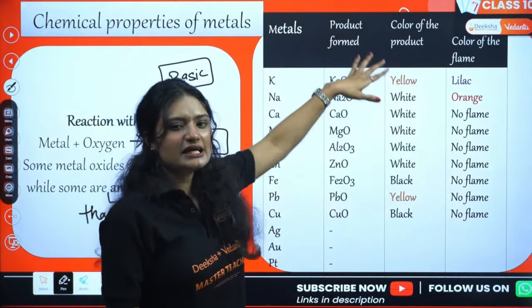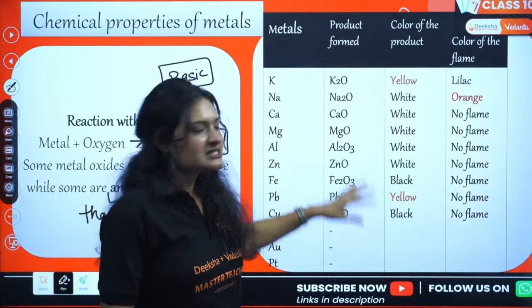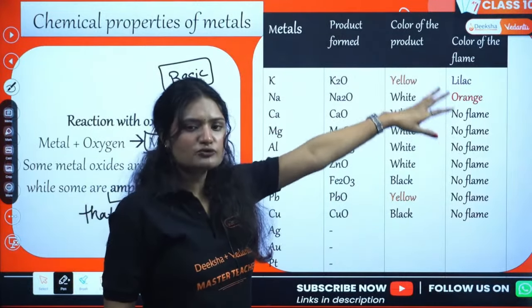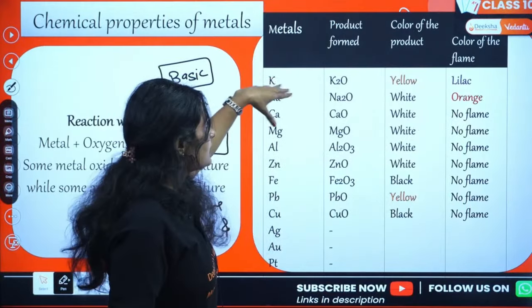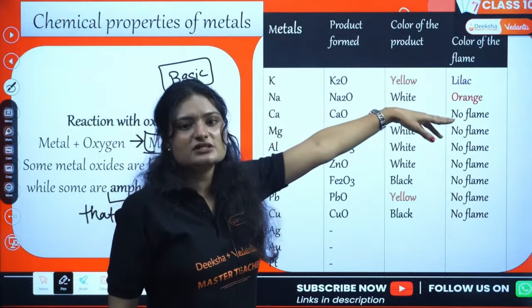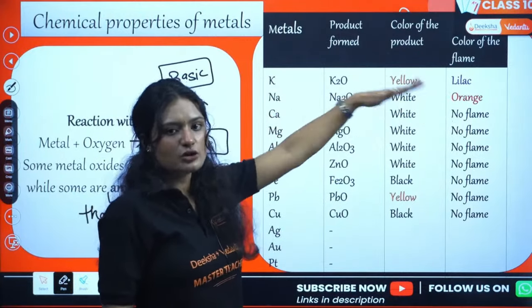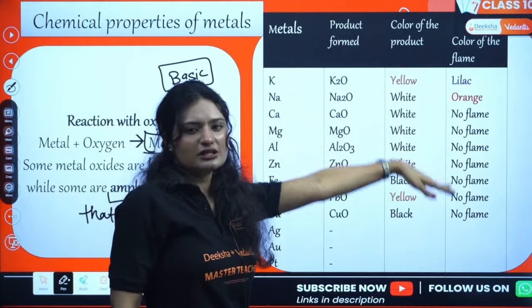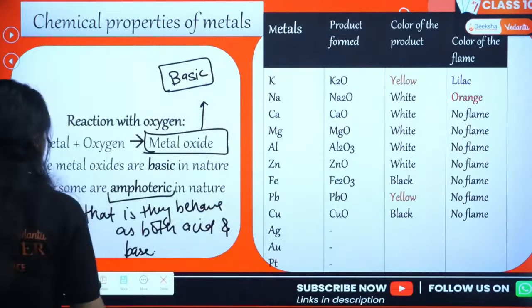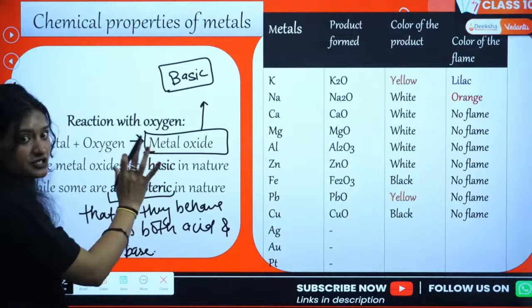Okay, now these are the reactions shown by the metals with oxygen, right? And this is the color of the product that we are getting. Sometimes this flame color can be asked, so focus on that. When potassium burns, it gives a lilac color, sodium gives an orange color, and the rest do not give any color.